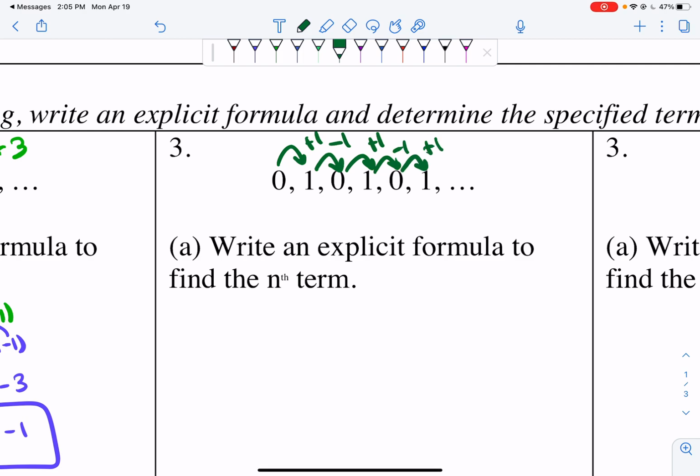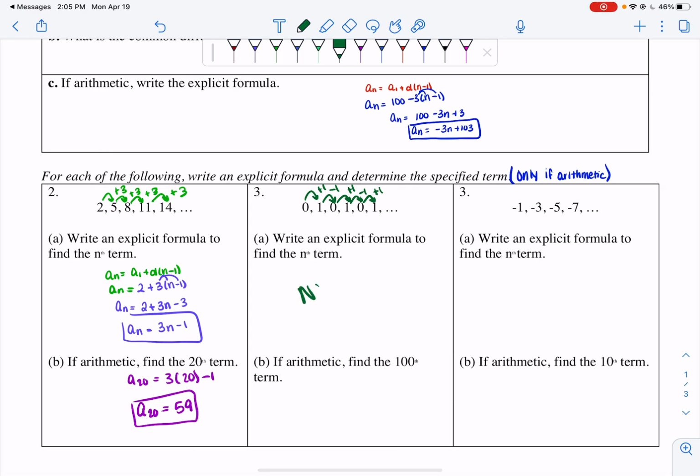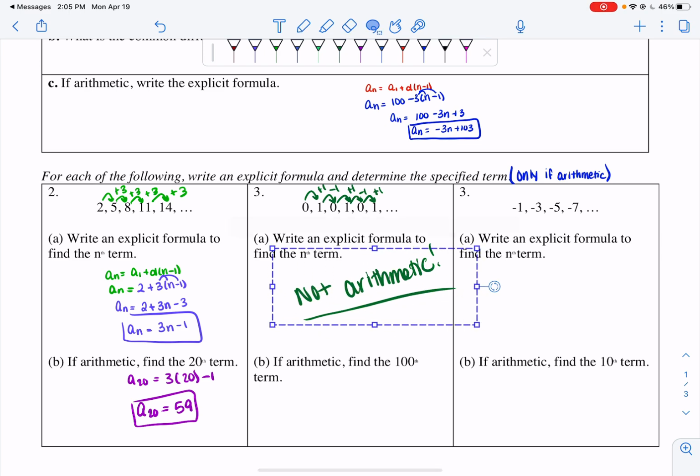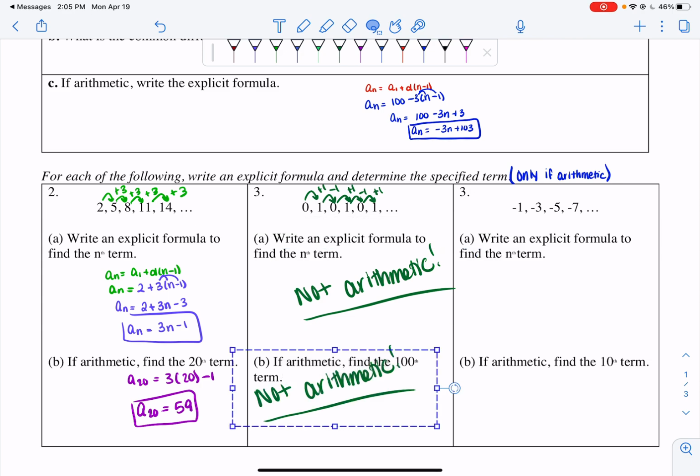So since I'm not going up by 1 all the time or going down by 1 all the time, this is not arithmetic. So I can't do any of these. So not arithmetic. So we can't even do the next one because we only want to do them if they're arithmetic.